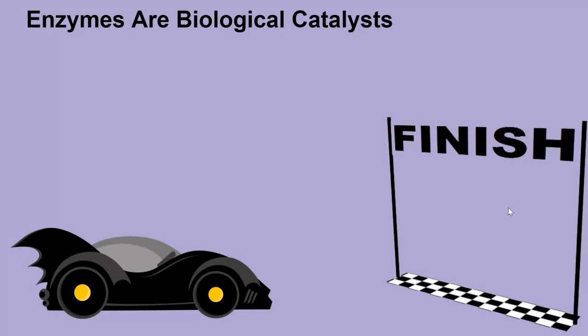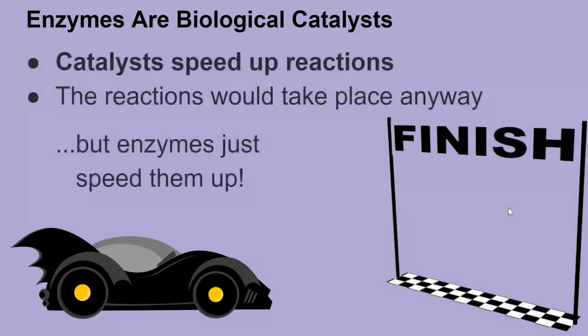But here's a little analogy with a Batmobile. Maybe some of you like Batman. So catalysts speed up reactions. Now, reactions would take place anyway, but enzymes speed them up. So there's a Batmobile, and eventually it's just like a normal reaction. It would cross the finish line eventually, that Batmobile would. And in a normal reaction, the reaction would take place, but it would happen eventually.